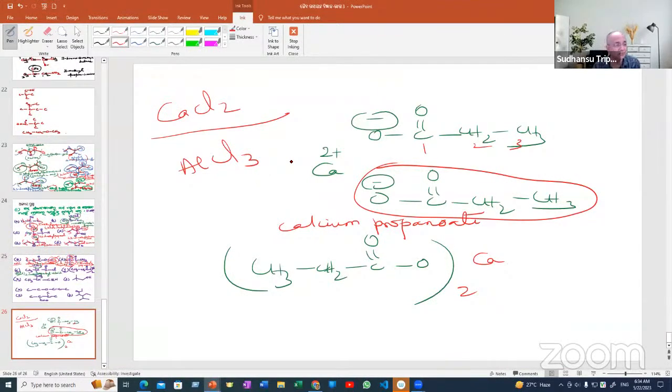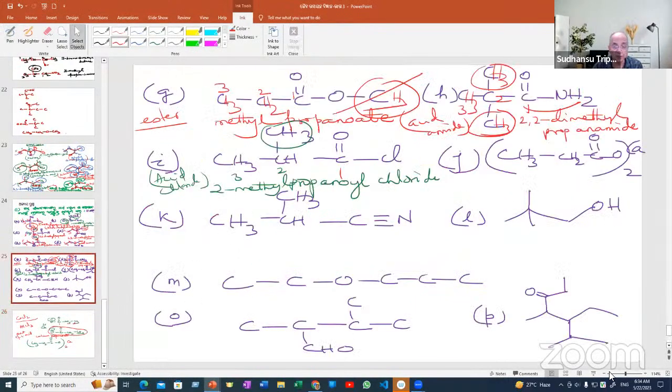Raise your hands. This is salt of carboxylic acid. The chemical class is salt of carboxylic acid. It names like ester. Then coming to the next one. This is, once again, we can write down calcium propanoate. 2 is for valency. And the class is acid anhydride. Acid anhydride. This is the carboxylic acid anhydride.